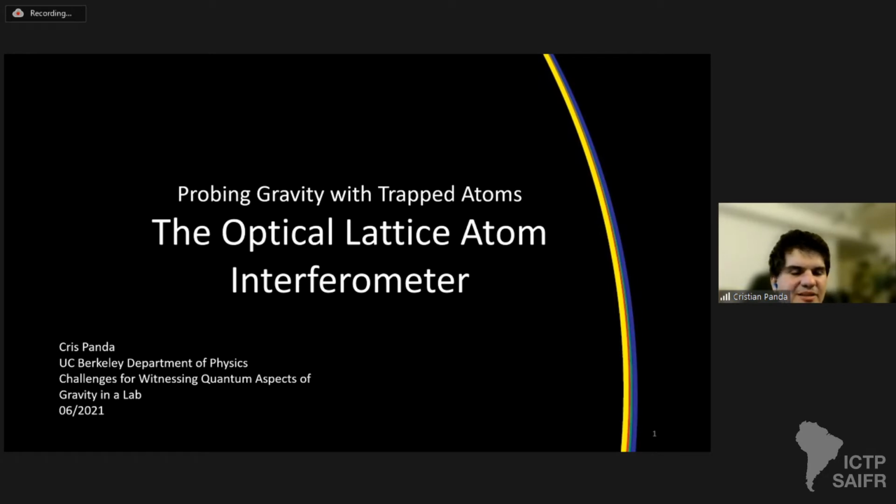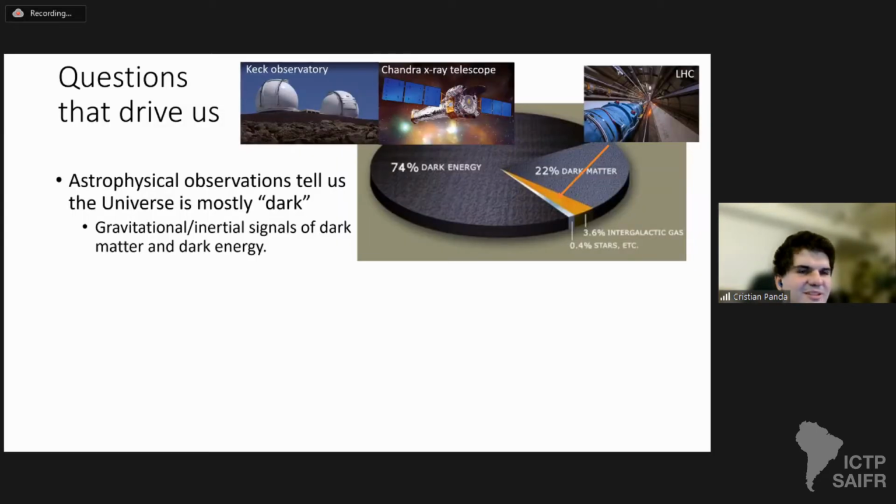So instead of dropping atoms as is traditionally done, we do our atom interferometry on atoms that are instead held in an optical lattice. We're all familiar with this stuff, so I'll go fast. The motivation for some of the research that we do is that we're interested in finding the place of gravity within fundamental physics. For example, we know that the standard model of physics is incomplete. There's clear evidence from astrophysical observations that points towards the existence of dark matter and dark energy. This makes up almost all of the entire matter energy of the universe.